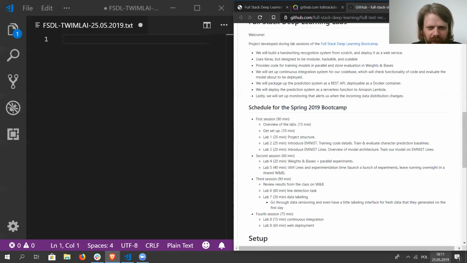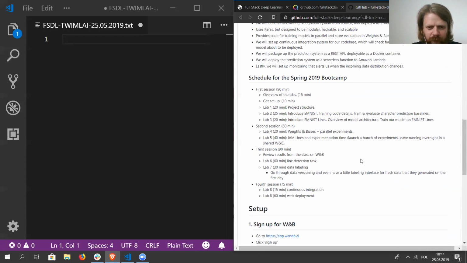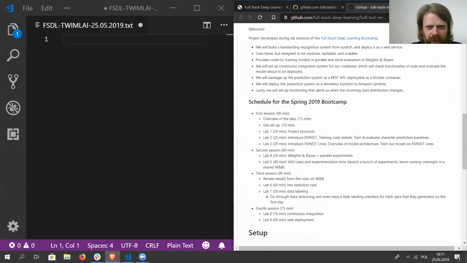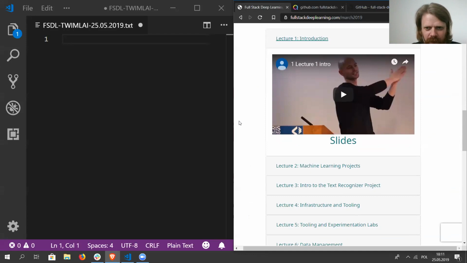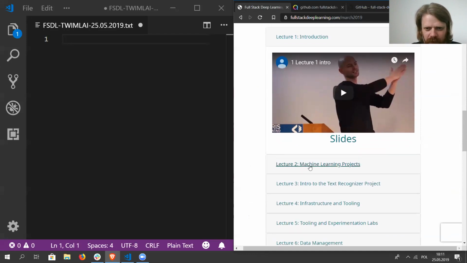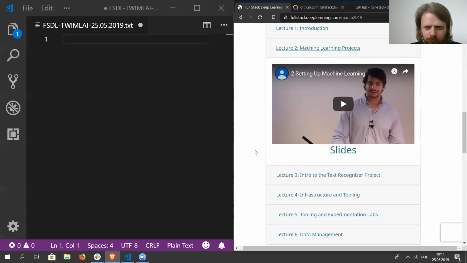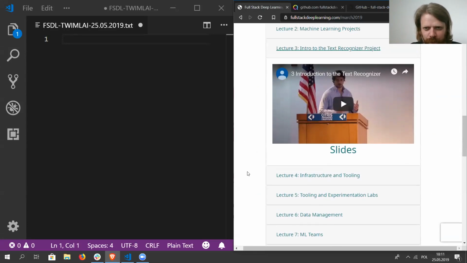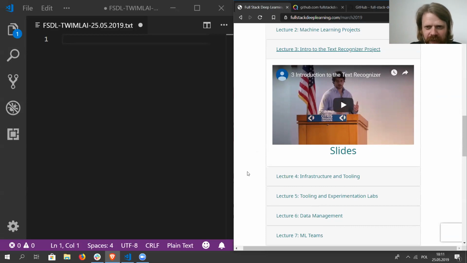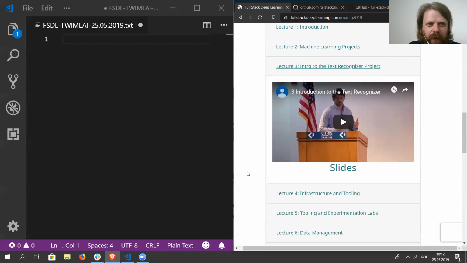Okay, thank you. So that's the brief overview of the course. For today, we hopefully watched lesson 1, lecture 1, which is the introduction, and lecture 2 about machine learning projects. And potentially we also did the lab code, and this is the topic of today's meetup. So I'm just going to open the discussion now.